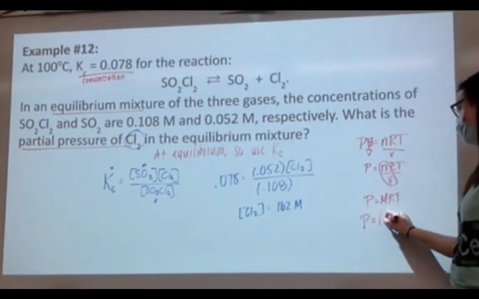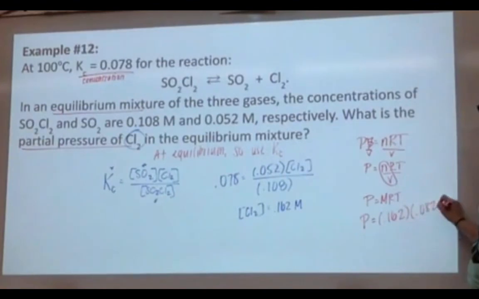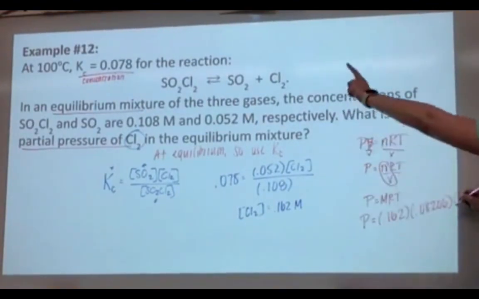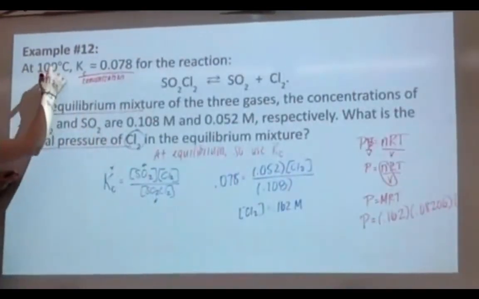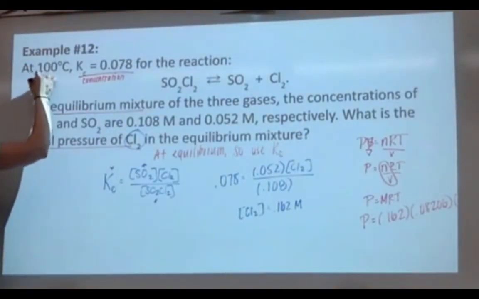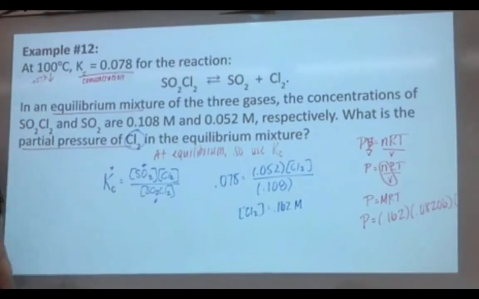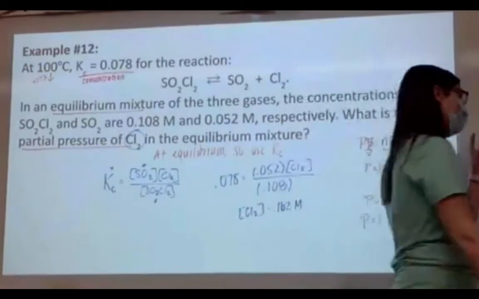Pressure equals, concentration is 0.162 molar, R is 0.08206. Temperature, they're trying to trick us. 100 degrees Celsius, we cannot plug Celsius into the ideal gas law. It has to be Kelvin. If you're like, I don't remember how to convert between Celsius and Kelvin, have no fear, it's on your equation sheet.